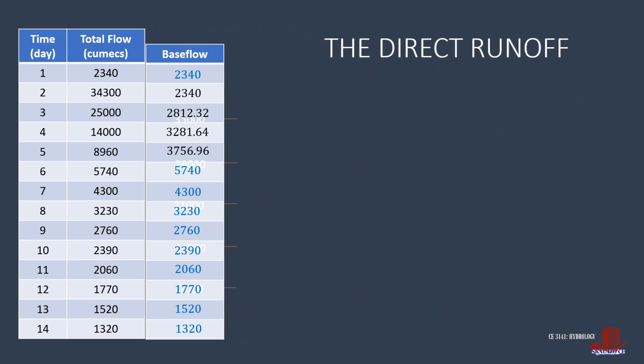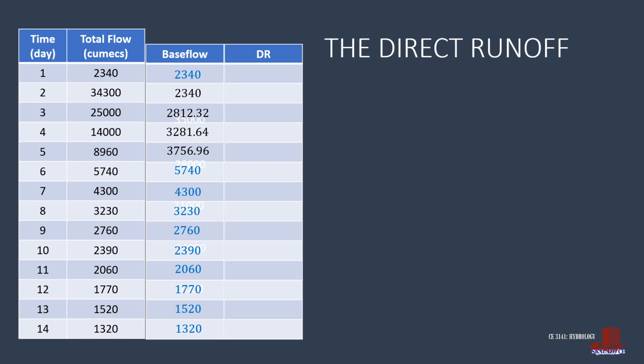To answer the requirement, add another column for direct runoff. The first day has 0 DR, as all total flow goes to base flow. On the second day, direct runoff is 34,300 minus 2,340, resulting to 31,960. The third day has direct runoff of 22,187.68 from 25,000 minus 2,812.32. The fourth day has 14,000 less 3,281.64.